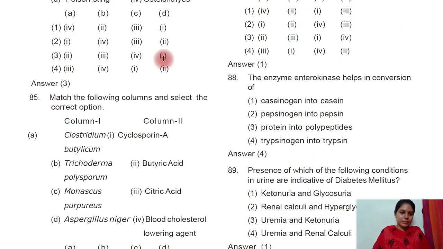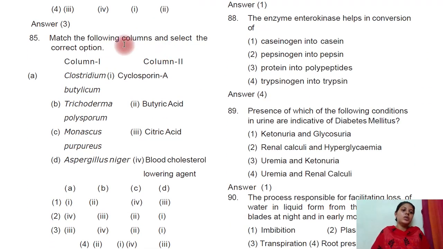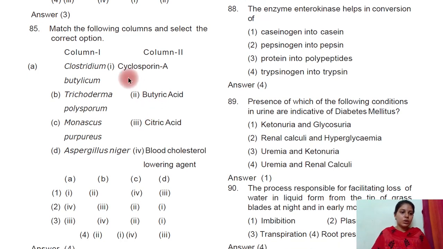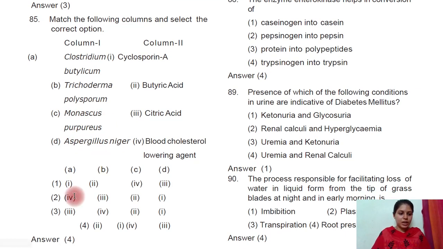Okay, next one. Match the following columns and select the correct option. So here you have the various microbes and the metabolites of the microbes produced after the fermentation process. Here we have Clostridium butylicum, Trichoderma polysporum, Monascus purpureus, and Aspergillus niger. We know the first one, Clostridium butylicum, gives butyric acid. That's how the code word you would have studied, no?